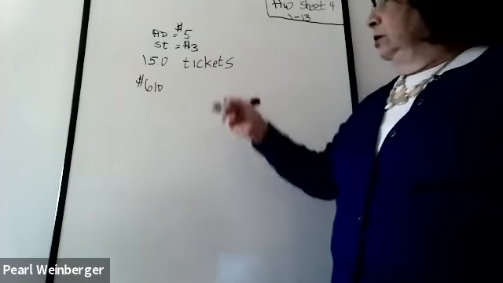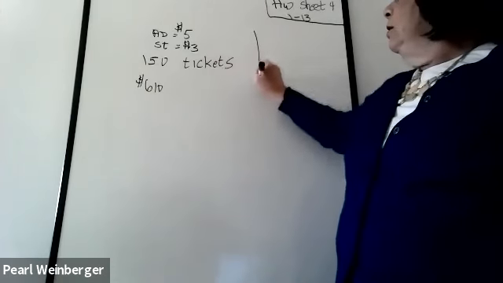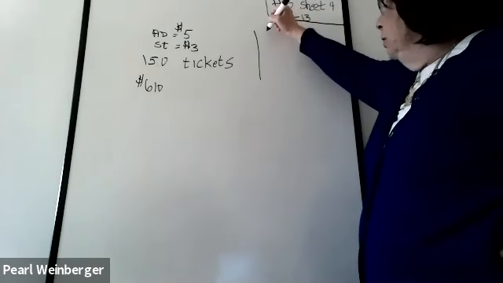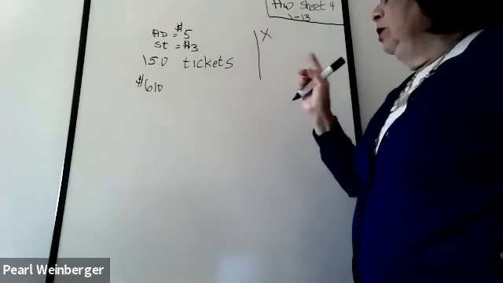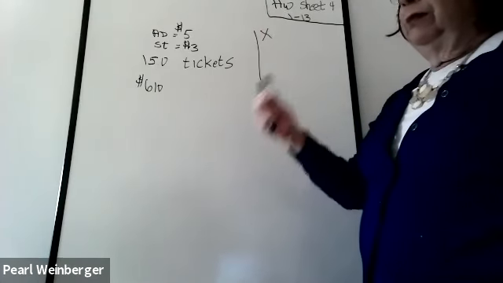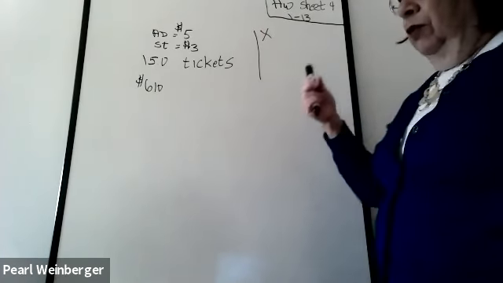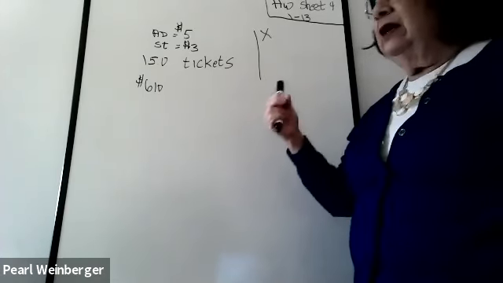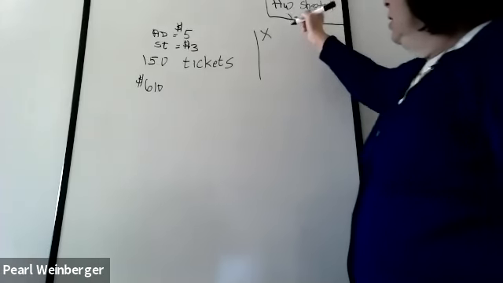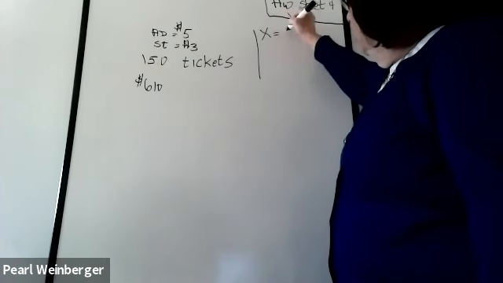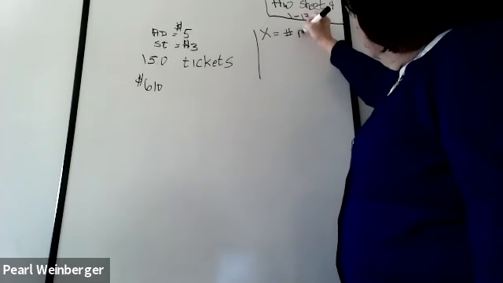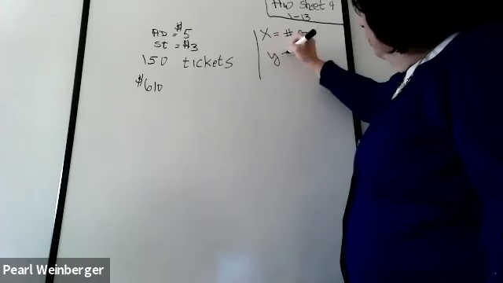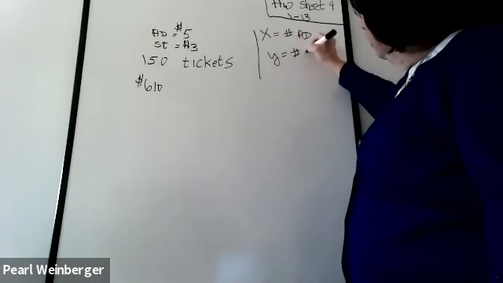So let's write a legend. Let's decide what our variables are going to represent. I always like to use X and Y. So let's remember what we're looking for. How many adult tickets, how many student tickets. What we're looking for is what we use to write our variables. Let X be the number of adult tickets that were sold. And let Y be the number of student tickets that were sold.